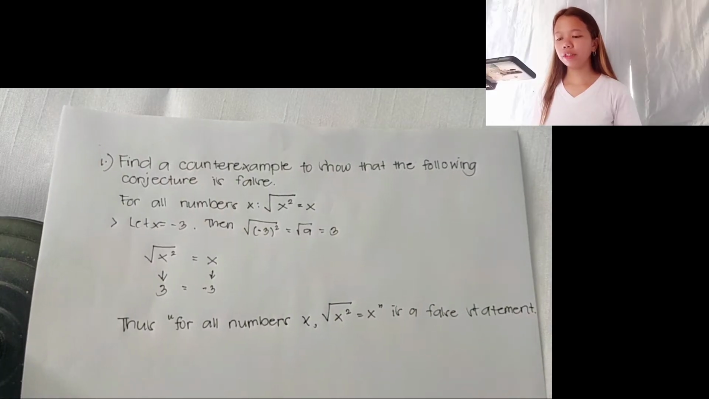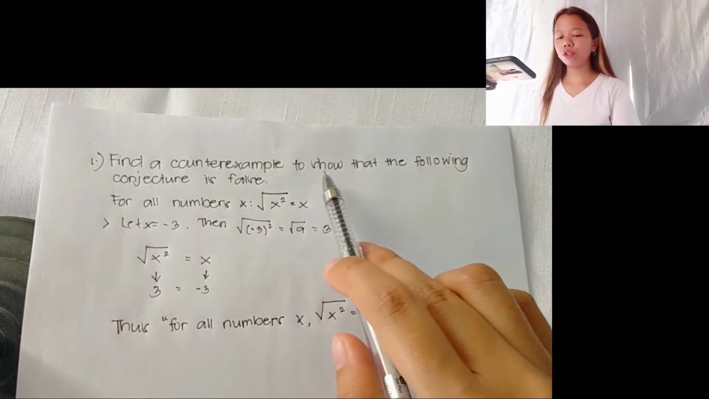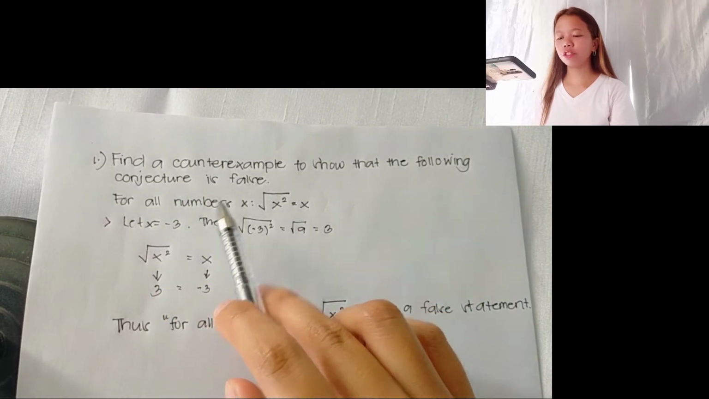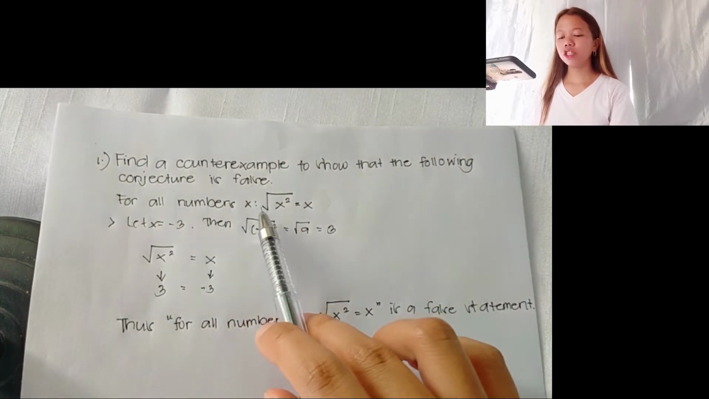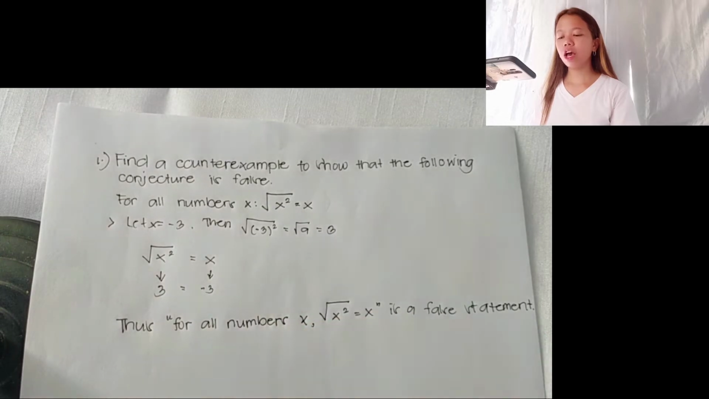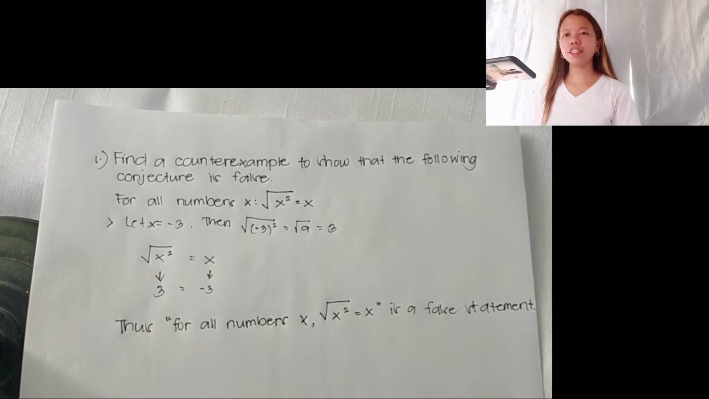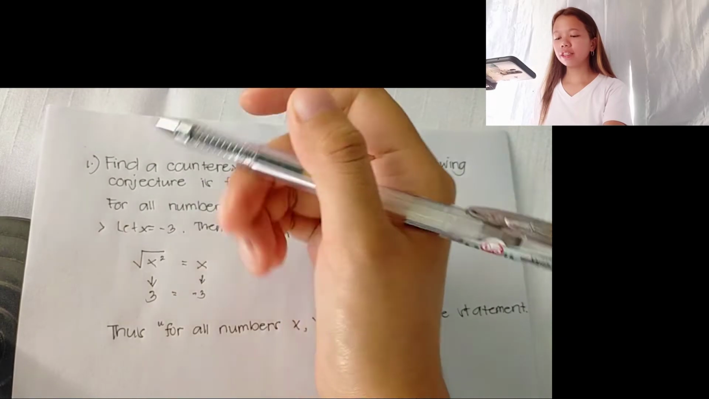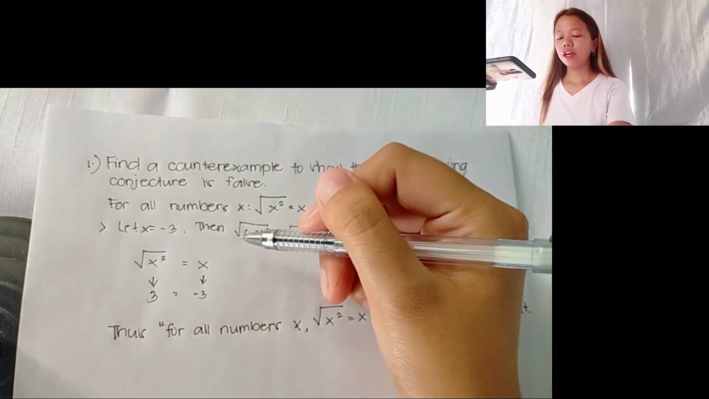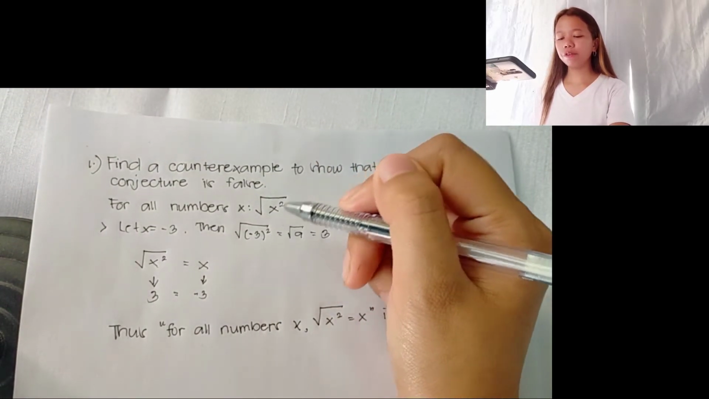Problem number 1. Find a counterexample to show that the following conjecture is false. For all numbers x, the square root of x squared is equal to x. So, let's find the counterexample. Let x equal -3. Then, let's substitute the value from the given.